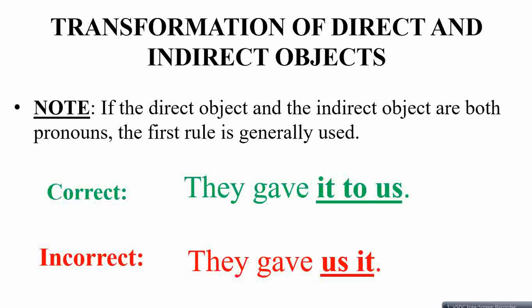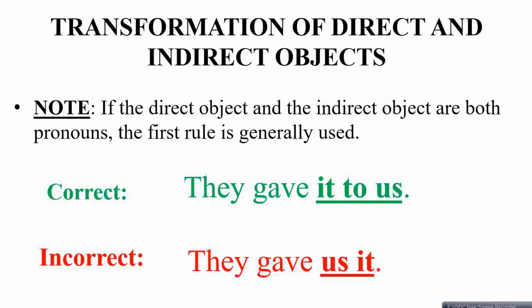One important thing to note is if the direct object and the indirect object are both pronouns, the first rule is generally used. We have discussed that there are two rules. According to the first rule, you place the direct object, then the preposition, and then the indirect object comes in. However, if both your objects, direct and indirect, are pronouns, in that case it's preferable that you only use the first rule, which is direct object followed by preposition followed by indirect object. Again, if both your objects are pronouns, you have to preferably use the first rule, where you have a direct object, preposition and then comes your indirect object.